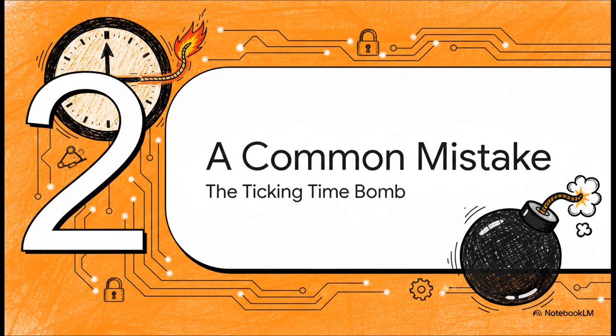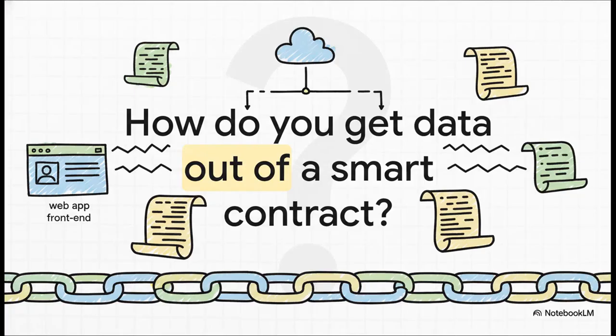Okay, time to get to the main event. This is the mistake I was talking about. And the tricky thing is, it seems totally logical when you first think of it, but trust me, there's a ticking time bomb hidden inside this approach. So picture this. You've built a cool contract where people can store, I don't know, a list of wishes. Simple enough. Now your front end, your web app, needs to show all those wishes to the user. The big question is, how do you actually get that data out of the blockchain and into your app?